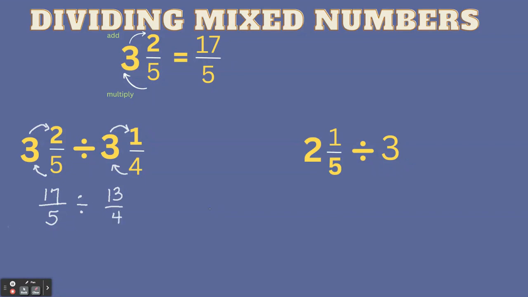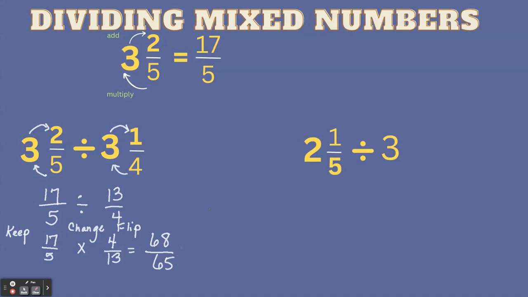Now, we are going to keep the first fraction alone. We will change the division sign to multiplication, and we will flip the second fraction. So instead of 13/4, now I have 4/13. Keep, change, flip. Now multiply across the top. 17 times 4 will give me 68. And multiply across the bottom. 5 times 13 gives me 65.